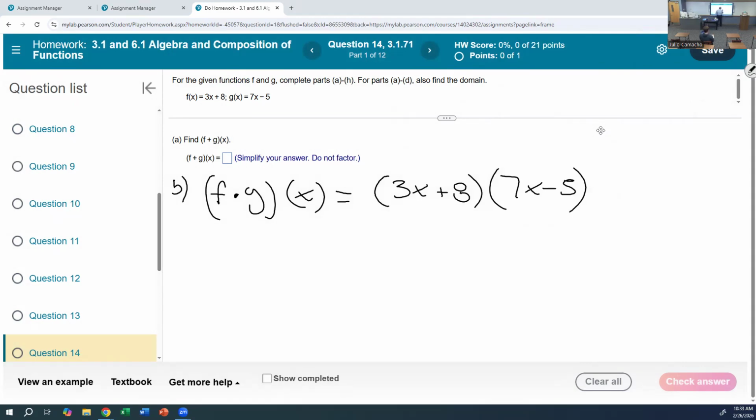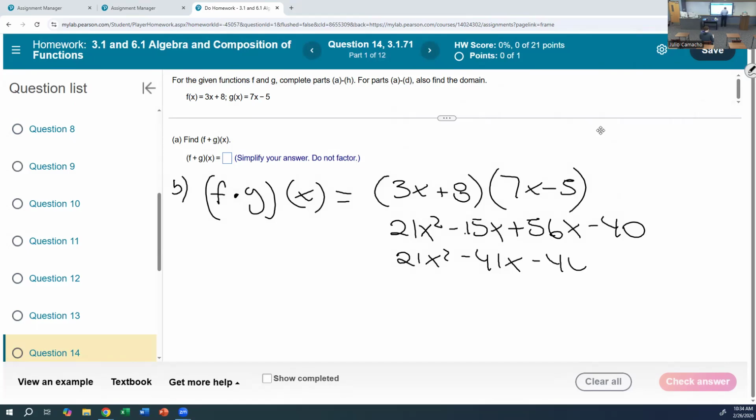3x times 7x is 21x. What do you do with the exponents when you multiply? x squared, very good. And then 3x times negative 5 is negative 15x. And now positive 8 times 7x is 56x. And then finally multiply positive 8 times negative 5, that's negative 40. There's nothing to combine with the x squared, you rewrite 21x squared. We can combine the middle term: negative 15 plus 56 will be 41, so positive 41x. And then negative 40, because there's nothing to combine. That is the final answer.